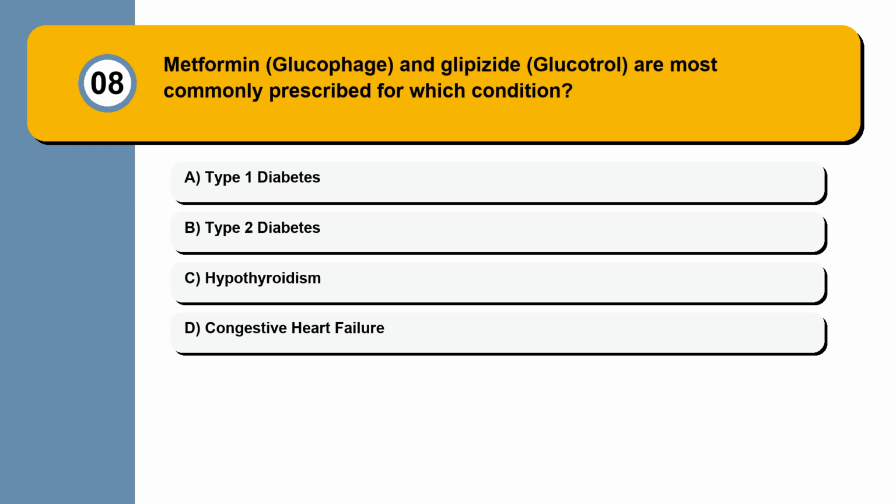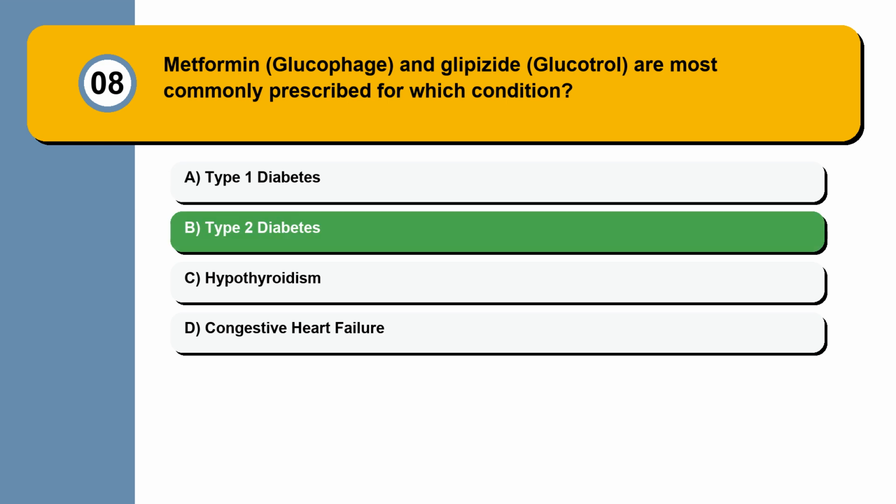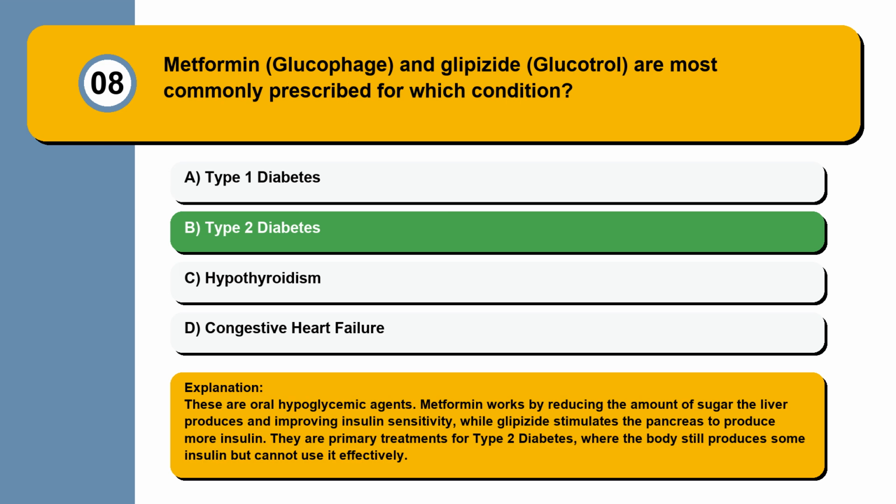Question 8. Metformin, Glucophage, and glipizide, Glucotrol, are most commonly prescribed for which condition? Type 1 diabetes, type 2 diabetes, hypothyroidism, congestive heart failure. These are oral hypoglycemic agents. Metformin works by reducing the amount of sugar the liver produces and improving insulin sensitivity, while glipizide stimulates the pancreas to produce more insulin. They are primary treatments for type 2 diabetes, where the body still produces some insulin but cannot use it effectively.